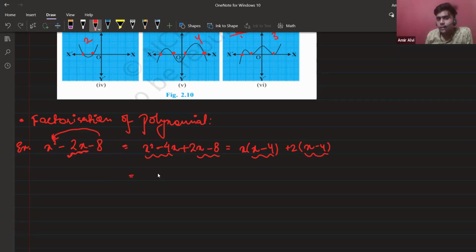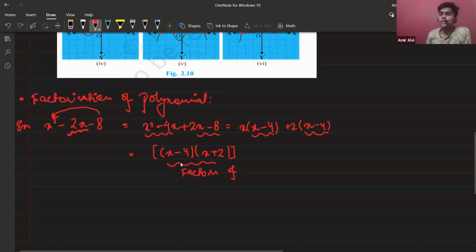So can we take common from this? X of minus 4. What is left? X plus 2. Yes or no? X plus 2. So these are the factors of the polynomial. We have factorized the polynomial. In the 8th standard, there is a chapter called factorization. Algebraic expressions are given there and you have to factorize them.